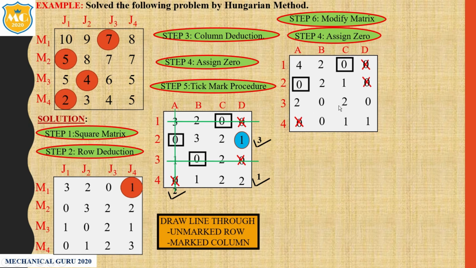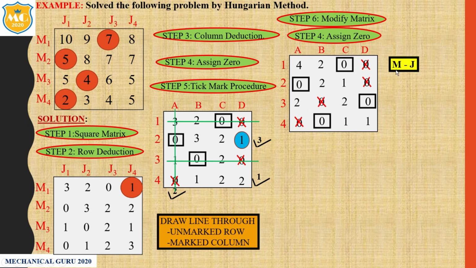Now in the third row, is there any single 0? No. In the fourth row, single 0, yes. So assign it. Now in that column, is there any 0? Yes, so cross it. Okay. And the last here is assigned. Okay, this is the one solution. Also we get the second solution. So first we find out the total cost.